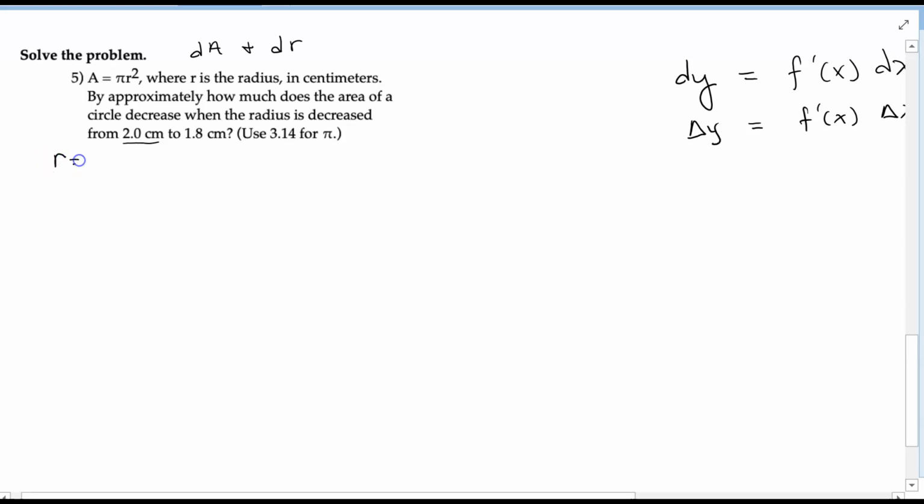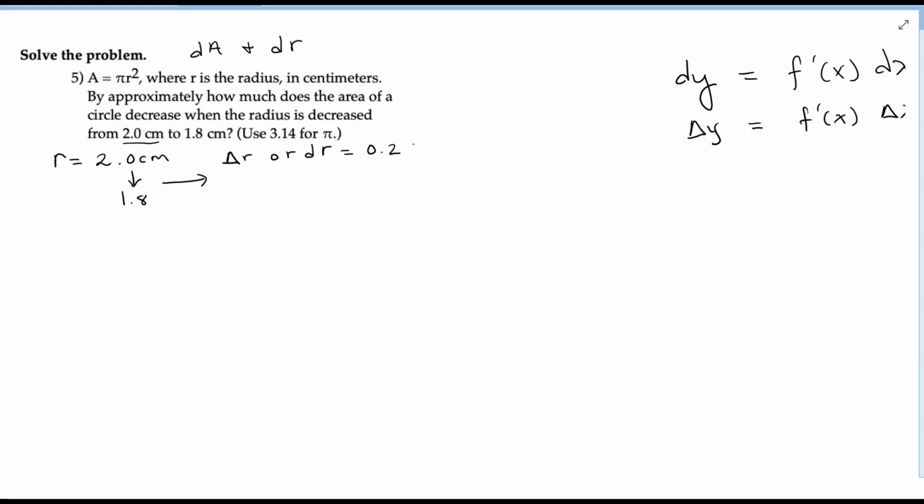I'm going to say my initial radius is 2 centimeters. What is my change in the radius though? My dr, or my delta r in this case. Well, it went from 2.0 to 1.8, so there's my dr. It's 0.2, or 2/10, if you will. So I'm going to use that, and then what I have to do is differentiate. I have to take the derivative.